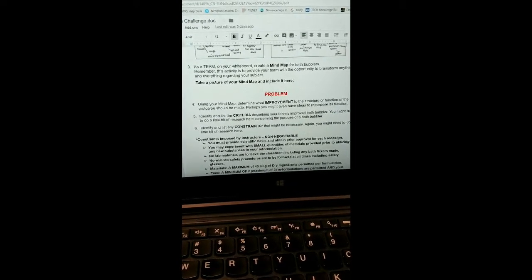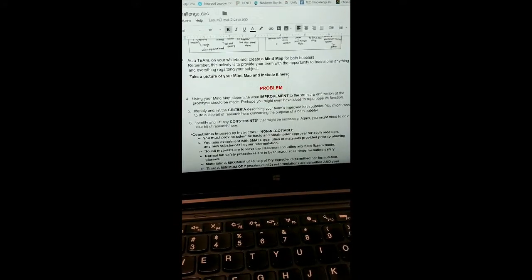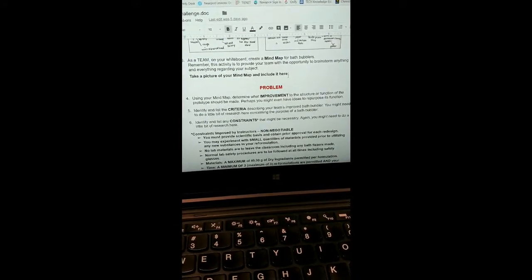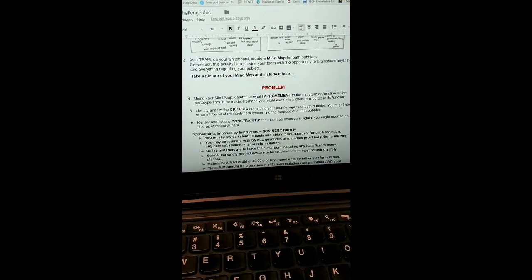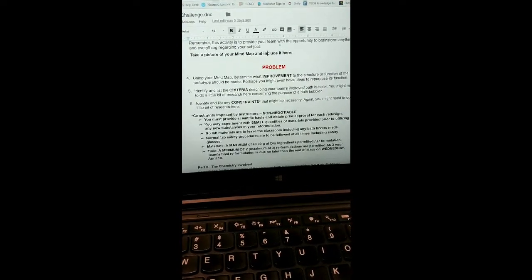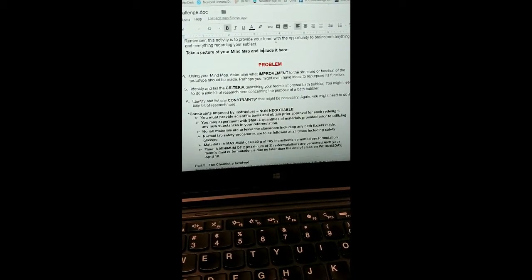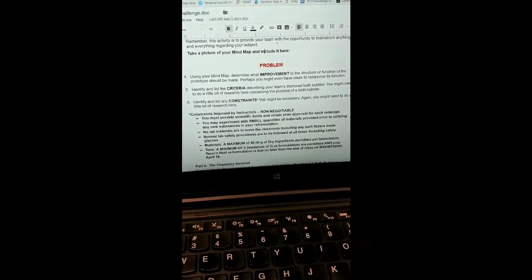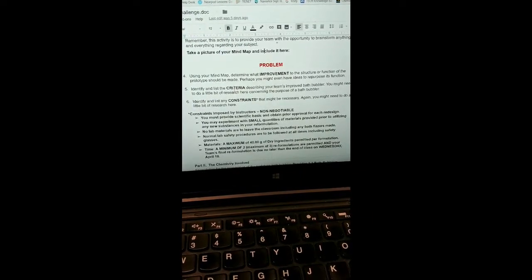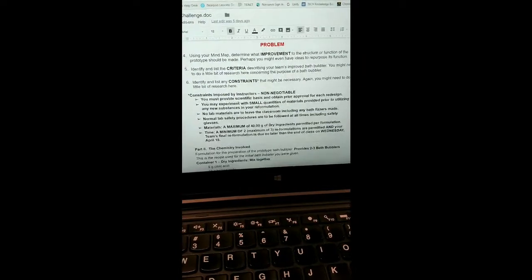In the steps of the engineering design process, I'm taking a look at the students first being able to identify the problem, do some research, and then ultimately identify some solutions. So this is where we get into the problem. They had to talk about any improvements, the criteria that they wanted to identify for their prototype, and then any constraints that are necessary.